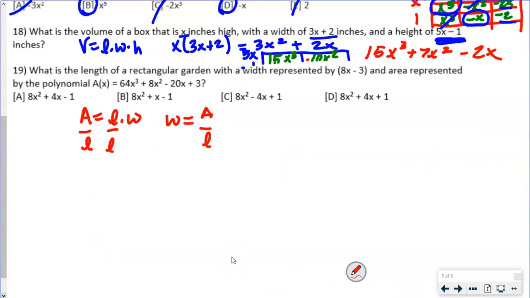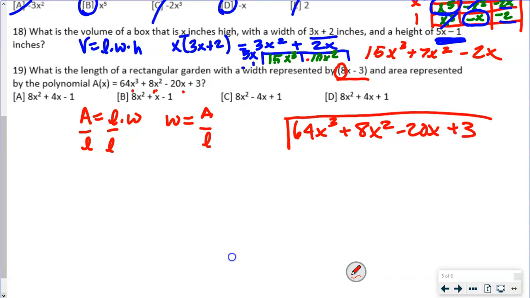So again, first thing we're going to do is check and make sure we have all of our terms. So x to the third, x to the second, x to the first, and x to the 0, right? So we're going to do long division. We're doing long division because this has a coefficient in front of it. So this is going to be 64x to the third plus 8x squared minus 20x plus 3, okay? We're doing long division. So we're doing 8x minus 3.